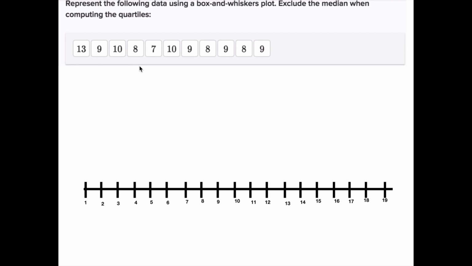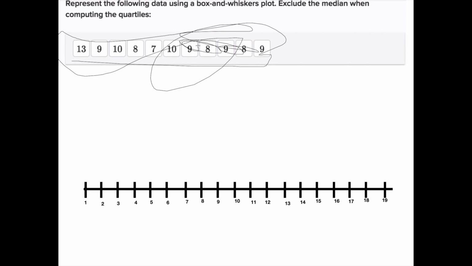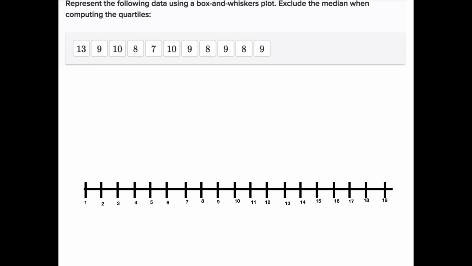Now, it tells us to represent the following data. This is not an actual Khan Academy exercise, so this is my scratch pad. We have our list of numbers, right? Represent the following data using a box and whiskers plot. Exclude the median when computing the quartiles. Okay, so what is a box and whiskers plot?